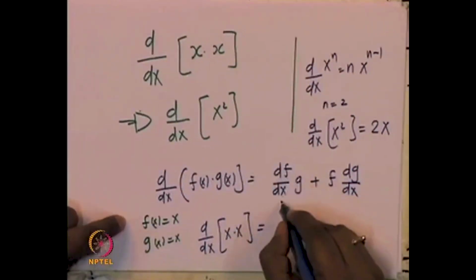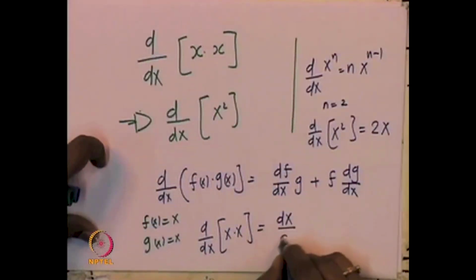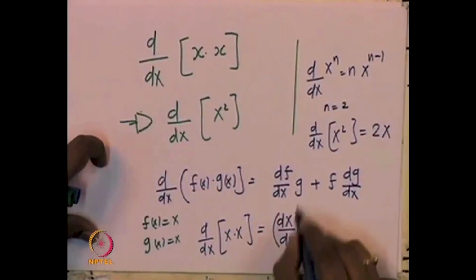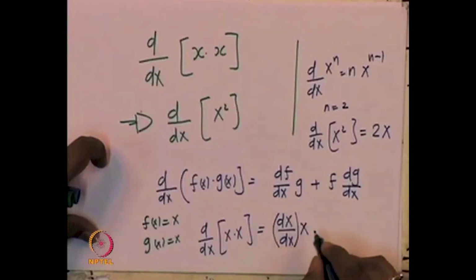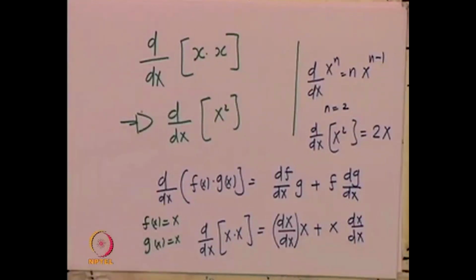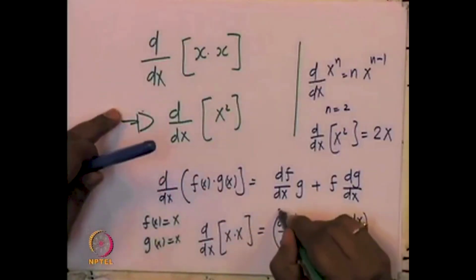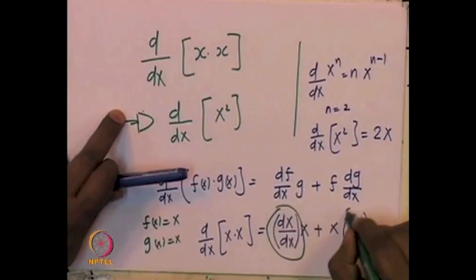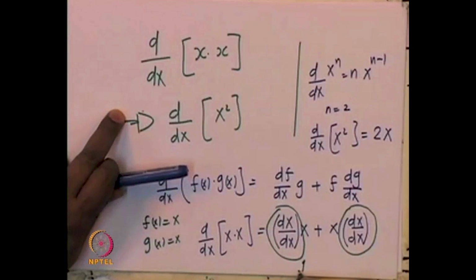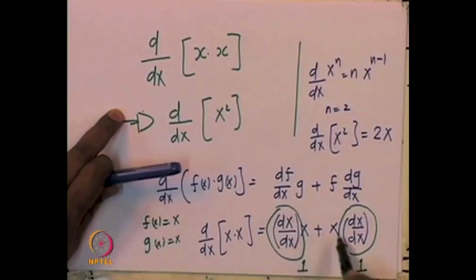Now, df by dx, f is x. So, dx by dx is the first term, and g is also x, plus f is x, dg by dx. This is what we get. So, now what is dx by dx? We all know what dx by dx is. It is nothing but 1. So, we know that dx by dx is 1 and this is 1. So, this is 1 times x plus 1 times x.